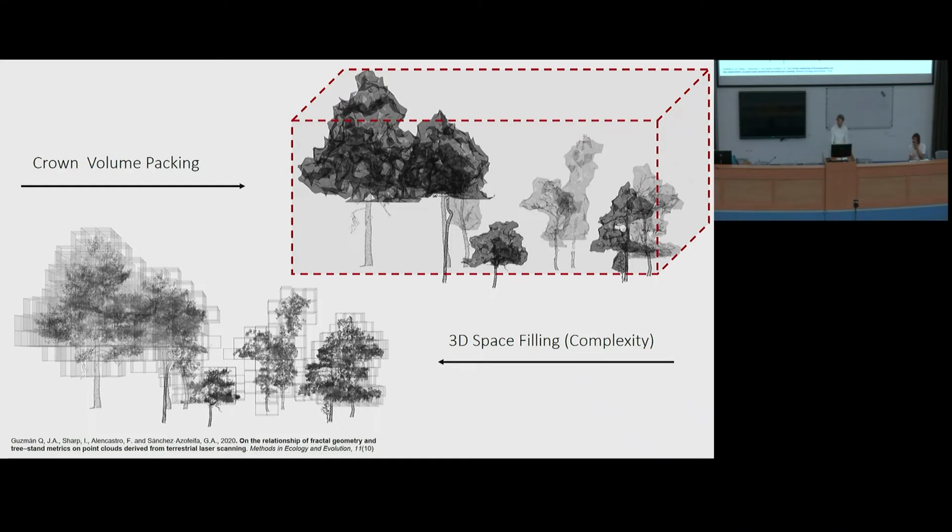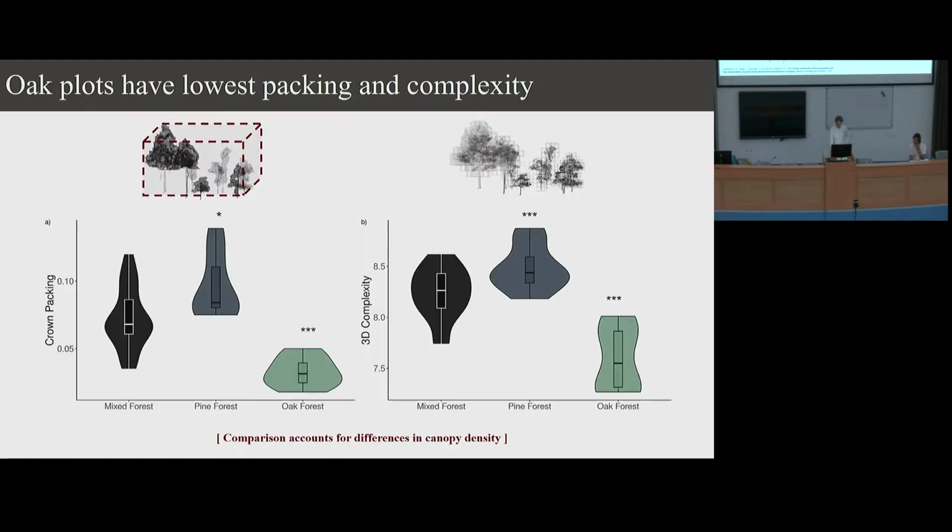The 3-dimensional space filling is different in that it's actually taking into account the internal structure of the trees in the plot. It's the fractal geometry of the point clouds, essentially. So how space filling, in a fractal sense, are these point clouds. And of course, occlusion is an issue here. But so we have these 2 different metrics.